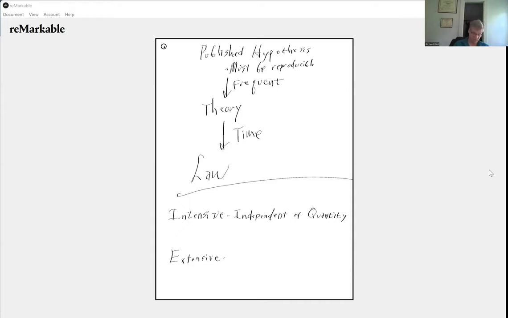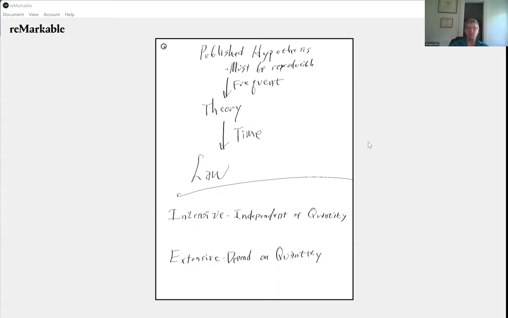Therefore, extensive properties depend on quantity. So, mass is an extensive property. How many grams of gold is that ring? It's an extensive property. The more gold you have, the higher the mass. The volume is extensive. The volume of water in this container, when it was up here, was 500 milliliters. I've drunk some of it, so now it's less than 500. That's an extensive property. It depends on how much you have.